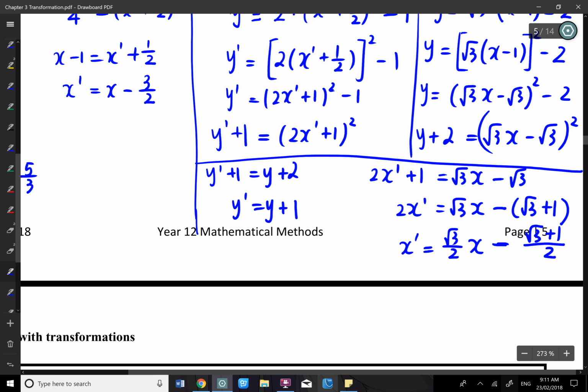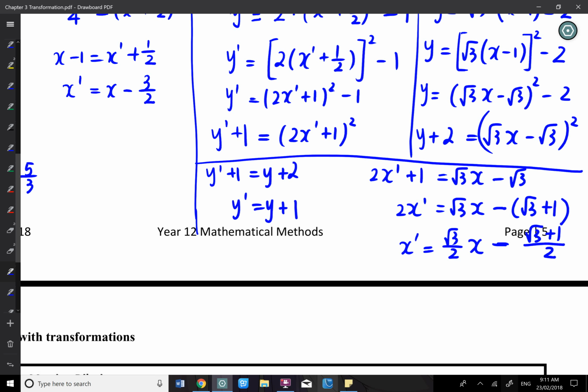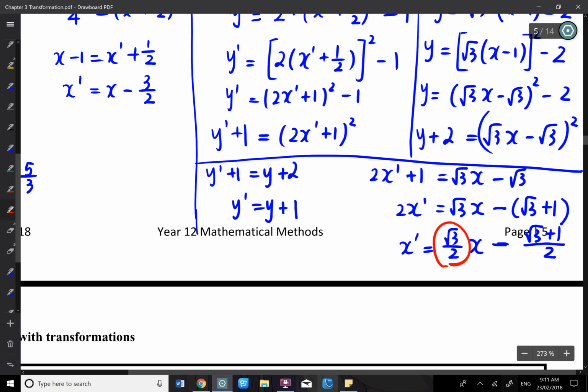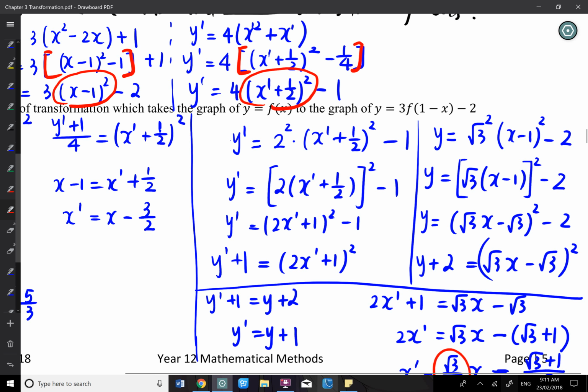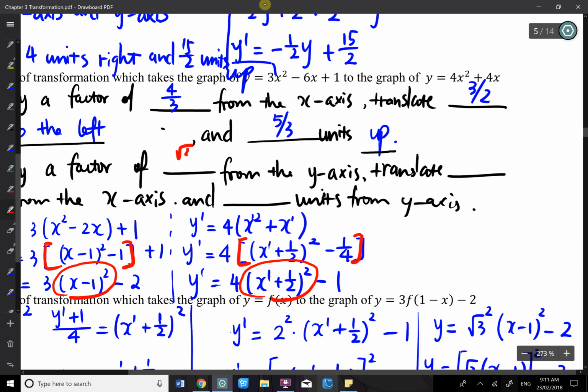That's just a number. You don't need to know how large it is. It's a positive number, so it's moving to the left. Okay, it's moving to the left. So just combine them together. So now you can see the dilation factor is in front of your x now, not in front of your y. So the dilation factor will be root 3 over 2 from the y-axis.